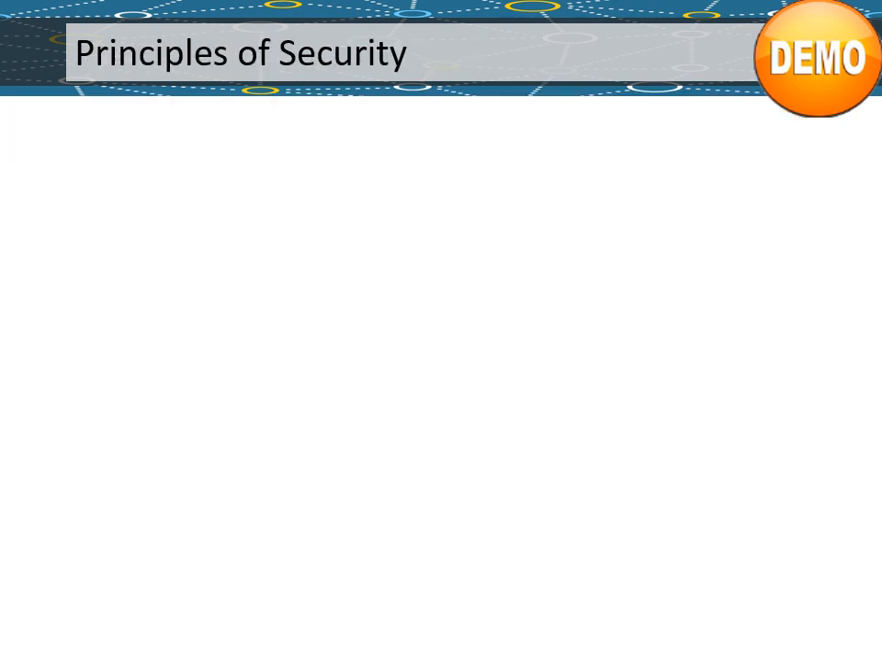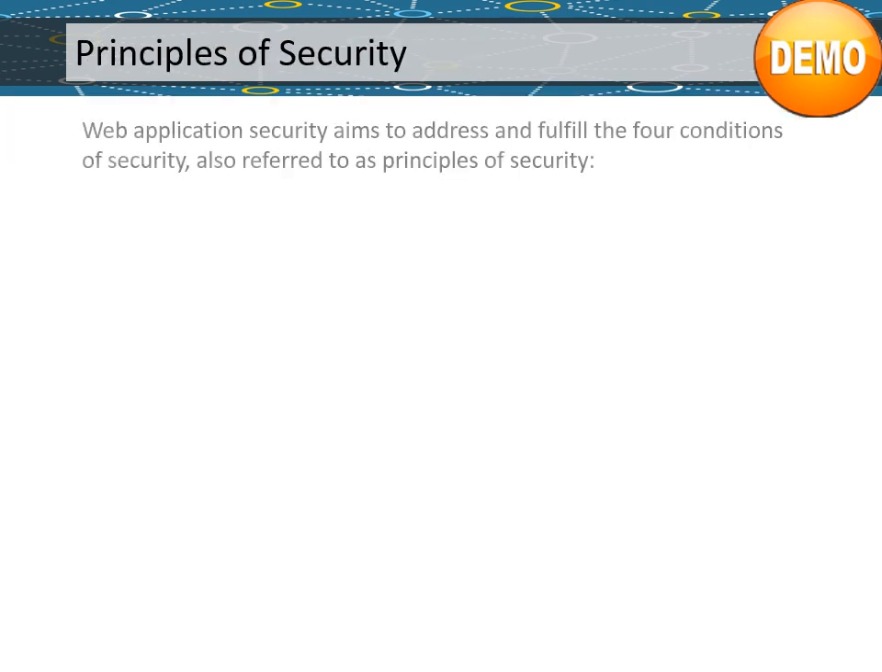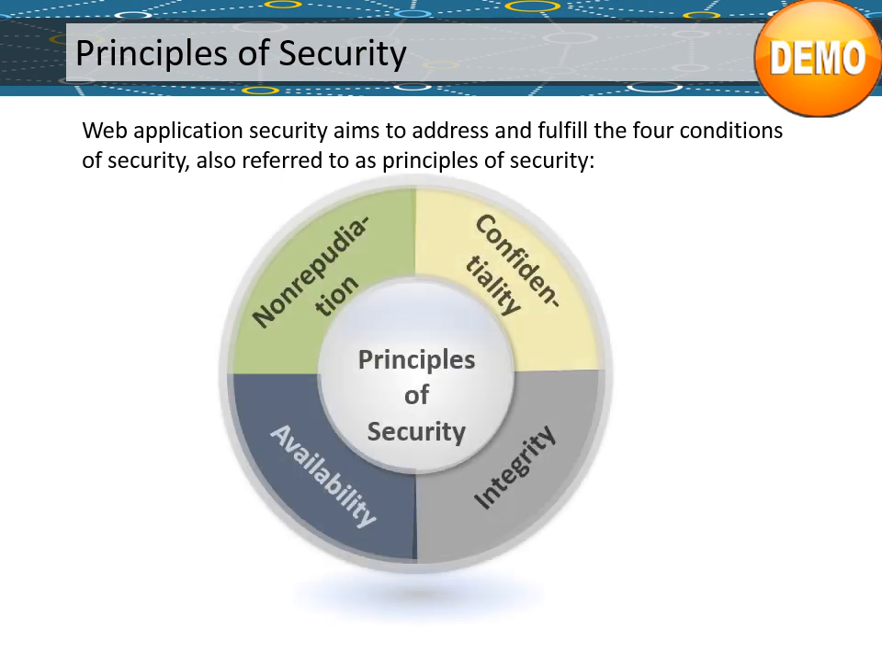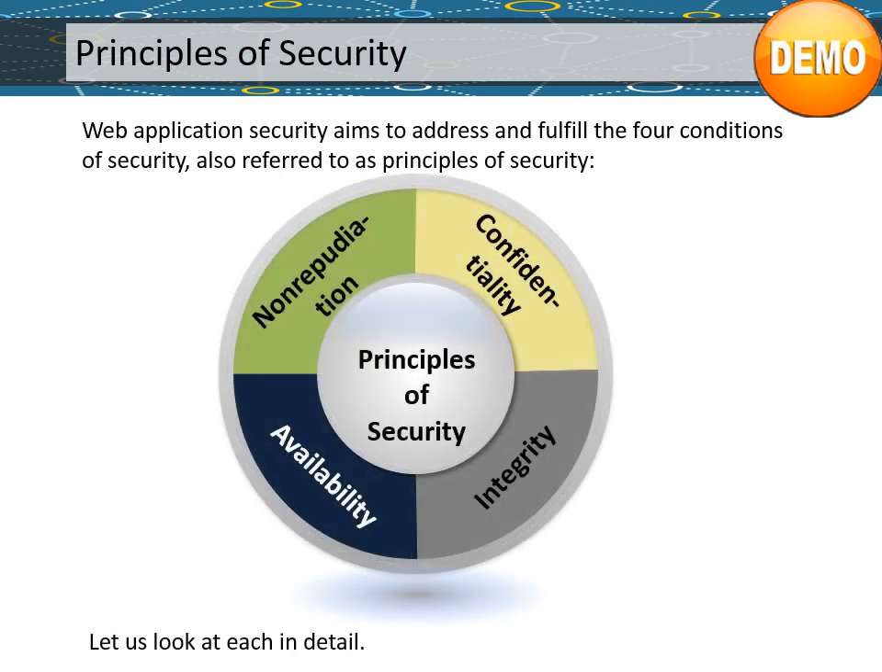Let's look at principles of security. Web application security aims to address and fulfill the 4 conditions of security, also referred to as principles of security: confidentiality, integrity, availability, non-repudiation. Let us look at each in detail.